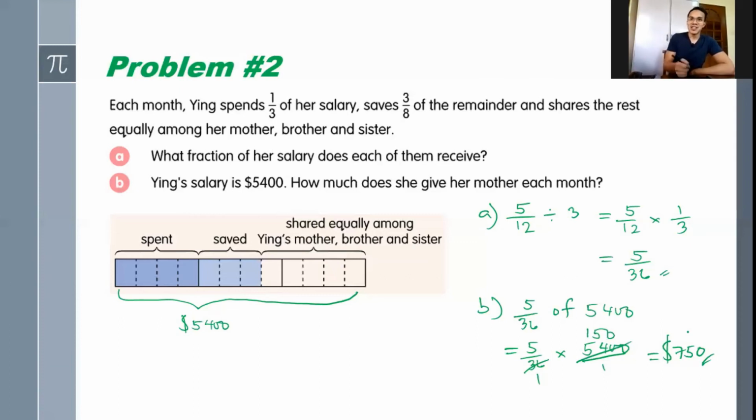Okay? So that's it. In order for you to be able to answer the questions, you have to provide first the model. Make sure your model is correct.